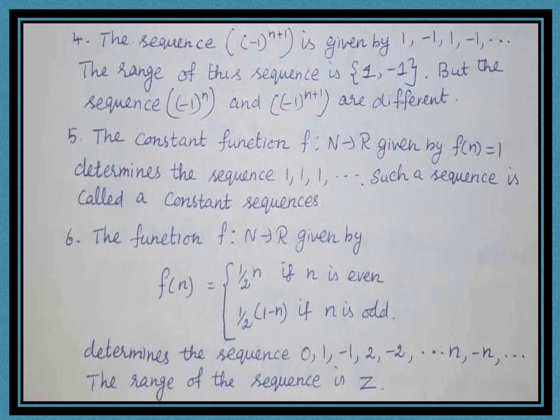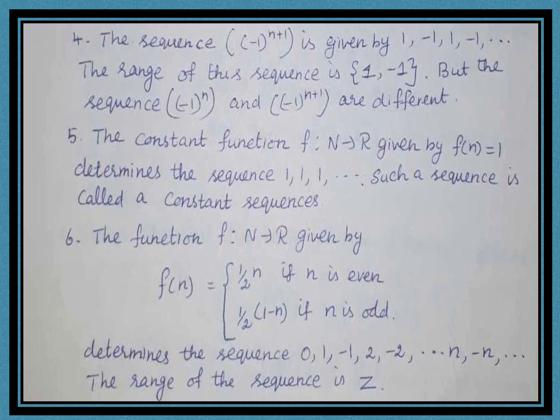The next example is the sequence minus 1 power n plus 1. It is similar to the previous example. Here n plus 1 is either odd or even. If n plus 1 is odd, we will have minus 1. If n plus 1 is even, we will have plus 1. So here the sequence starts with 1 and then minus 1, 1, minus 1, etc. The previous example started with minus 1, 1, etc. So the range of this sequence is 1, minus 1.